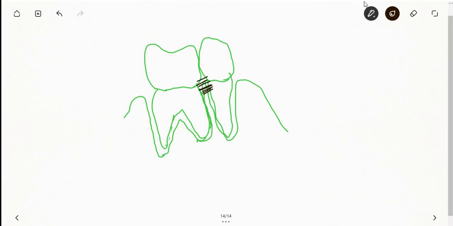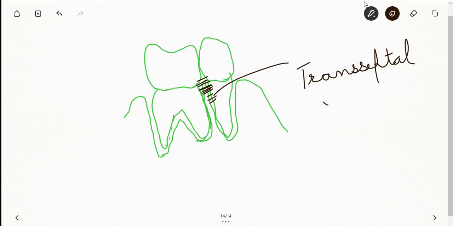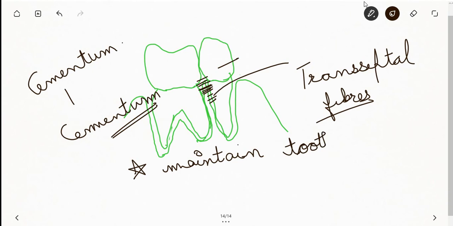The transseptal fibers run interproximally, extending from the cementum of one tooth to the cementum of the other tooth. Their function is to protect the interproximal bone and maintain the tooth-to-tooth contact.